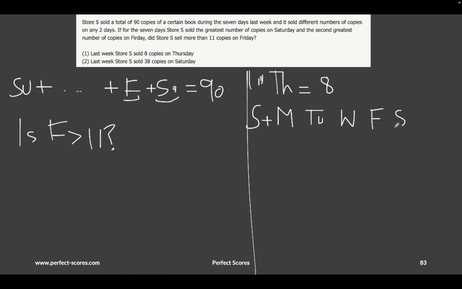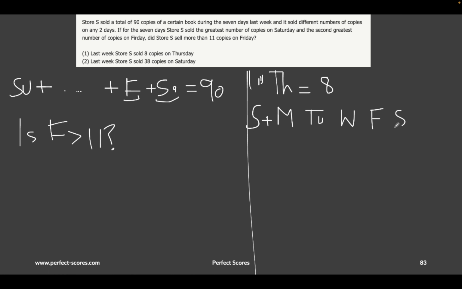So the minimum this can be is 0, this can be 1, because no two days can have the same number. This can be 2, this can be 3. So Friday plus Saturday is 82, so Friday plus Saturday is actually going to be equal to 82 minus 1 minus 2 minus 3, so that's 76. So how can I distribute this to make Friday less than 11 and greater than 11?